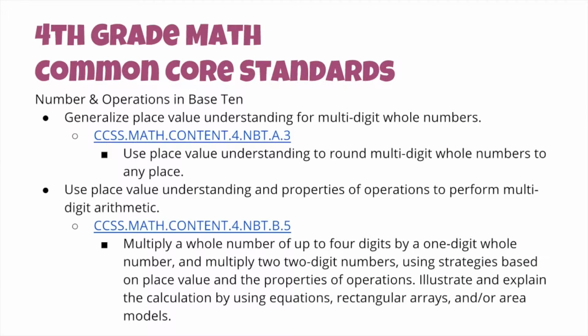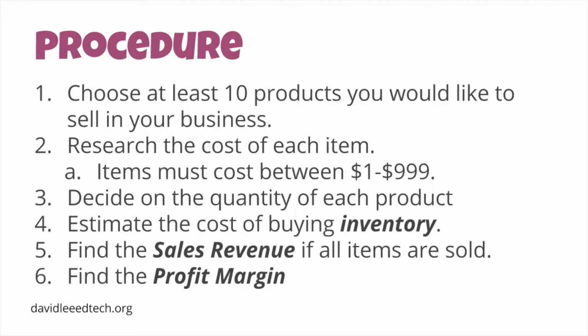The unit's skills and understandings incorporated the 4th grade Common Core mathematics standards, number and operations in base 10, A.3, and B.5. Students began by choosing 10 products they wanted to sell in their business, researched their prices online, and then chose a price for each product between $1 to $999. Next, they decided on the quantity of each product.